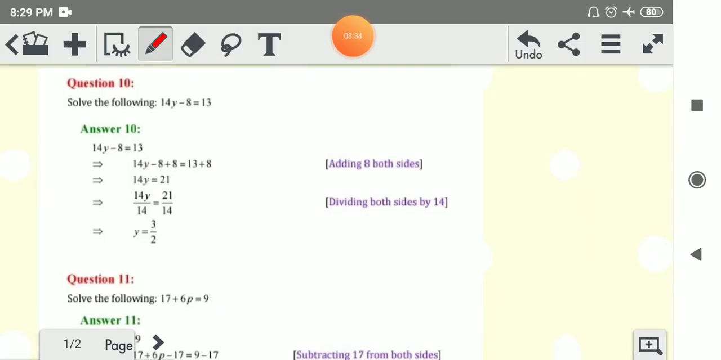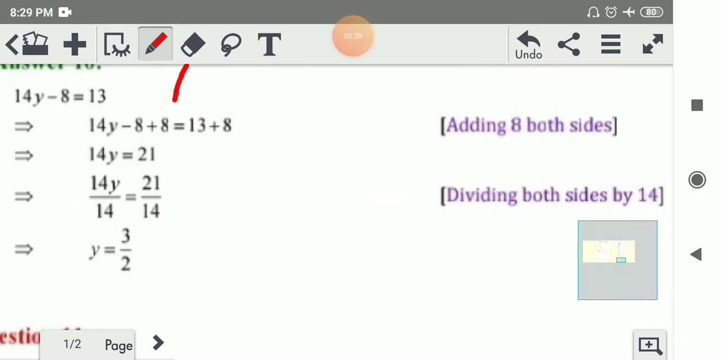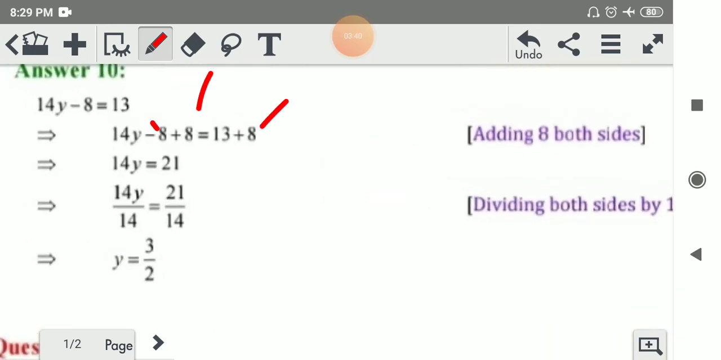Now question number 10. Here firstly we are adding 8 to both sides. So they are cancelled, and again divide by 14. So we get y is equal to 3y2.